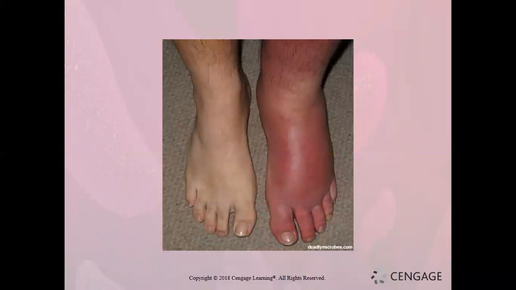And there's a good picture of some inflammation, probably some infection also. I honestly don't know, this is just a picture I found online, but it just shows you the difference between one foot and the other.